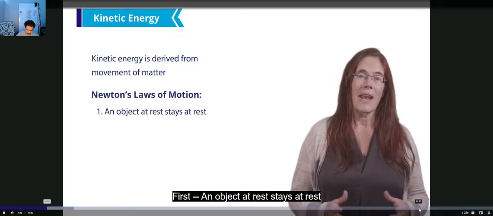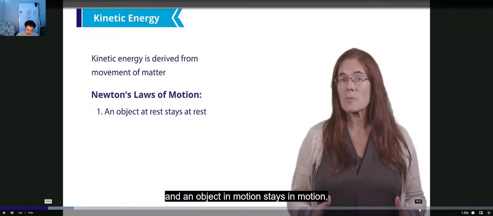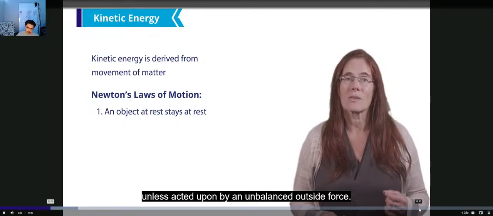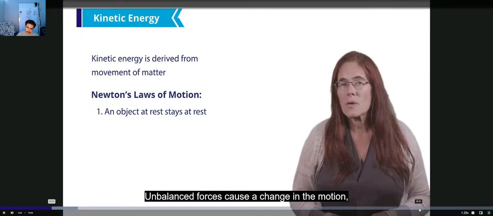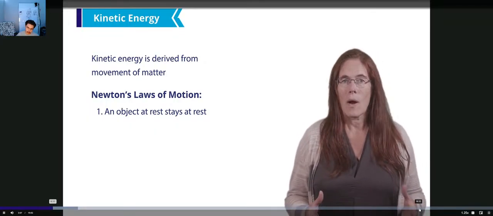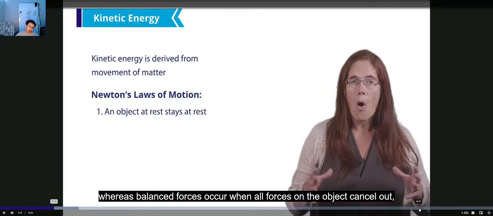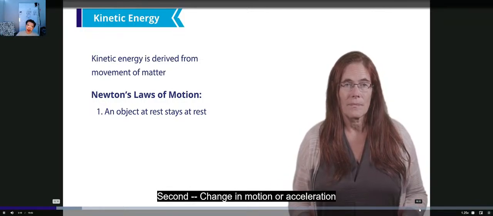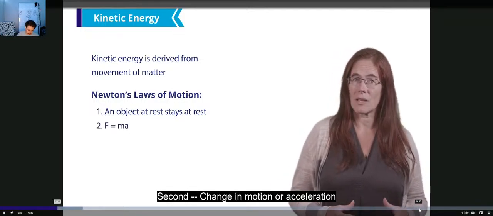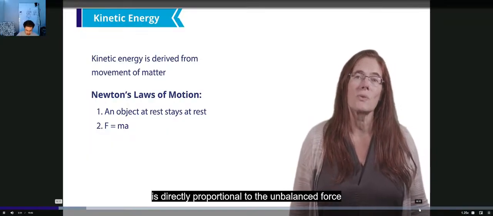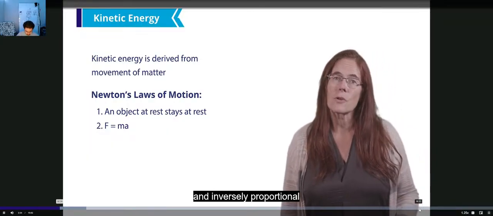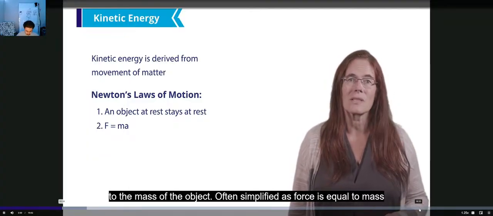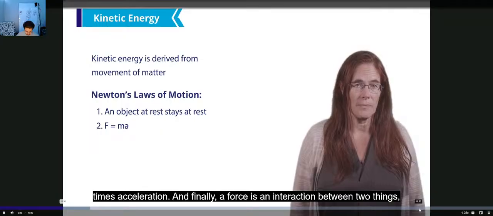First, an object at rest stays at rest, and an object in motion stays in motion, unless acted upon by an unbalanced outside force. Unbalanced forces cause a change in the motion, whereas balanced forces occur when all forces on the object cancel out and the object's motion is constant. Second, change in motion or acceleration is directly proportional to the unbalanced force and inversely proportional to the mass of the object, often simplified as force is equal to mass times acceleration.